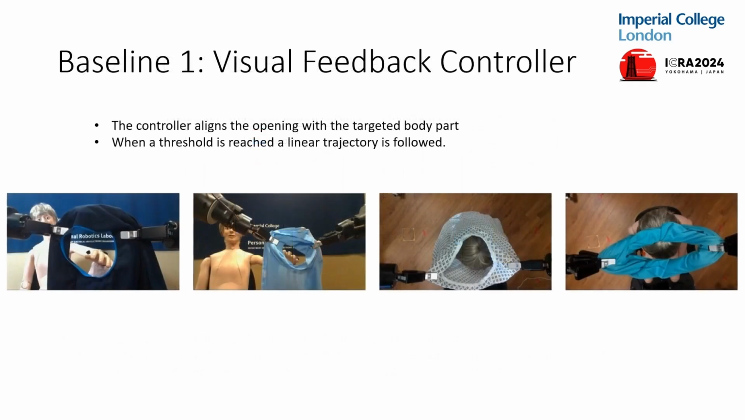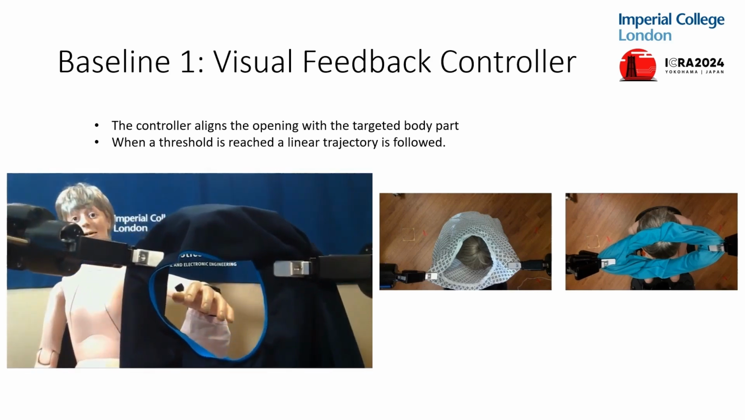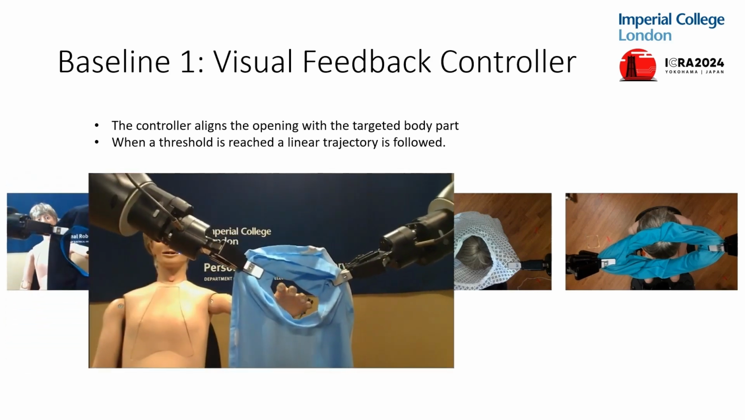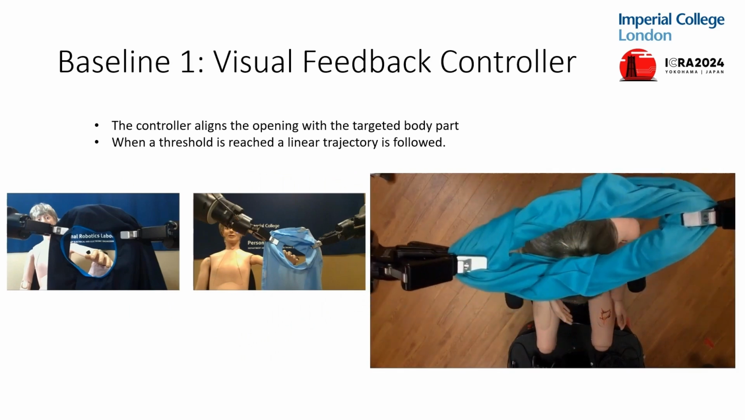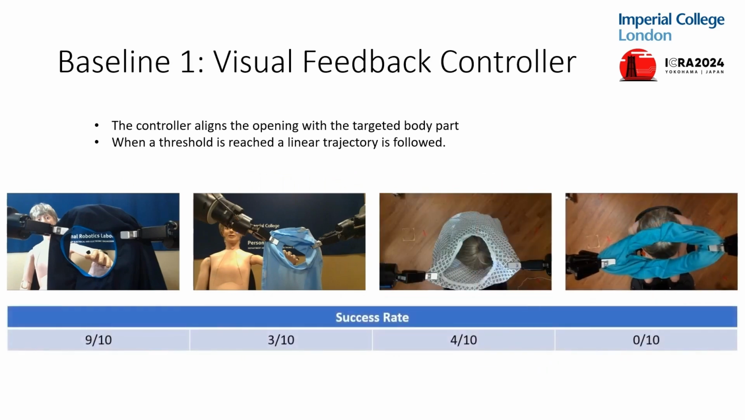Moreover, we perform experiments in 4 real-world dressing scenarios. As a first baseline, we compared against a vision feedback controller that aims to align the opening with the targeted body part. We noticed that this controller succeeded consistently only when the opening was wide open and the garment was relatively stiff.